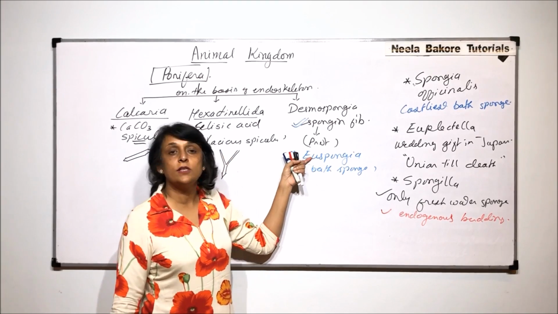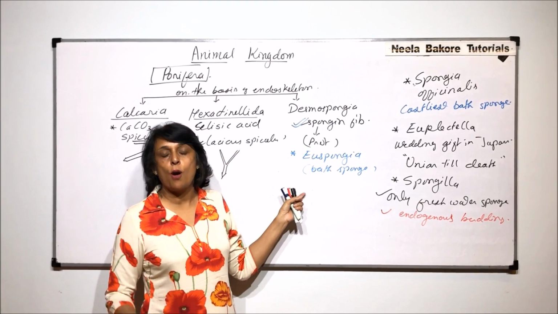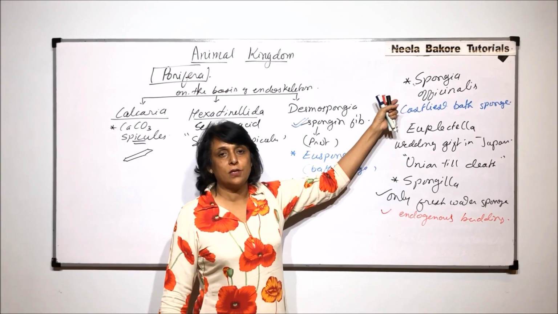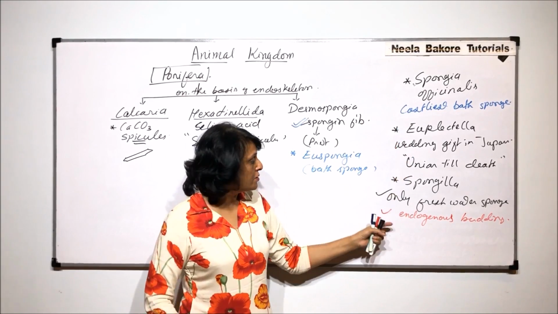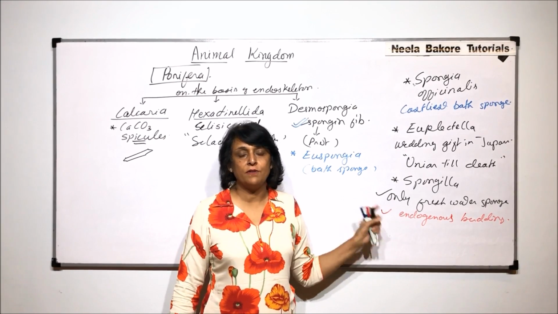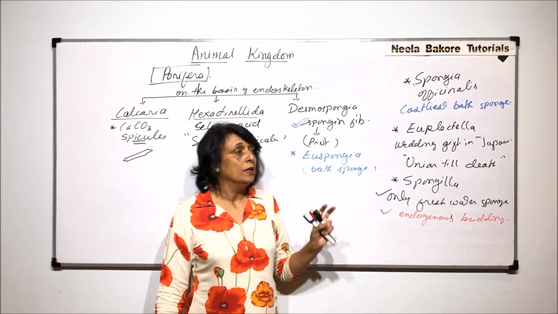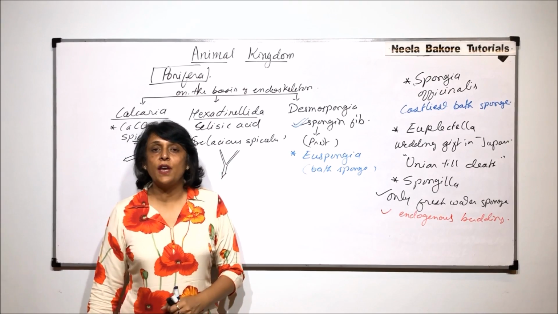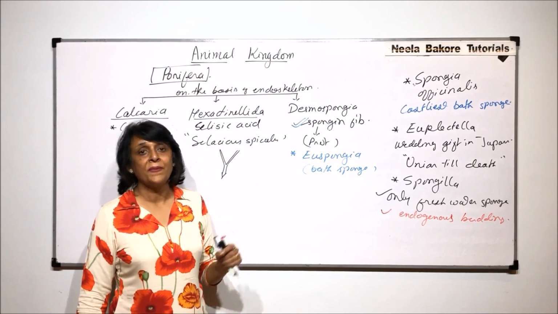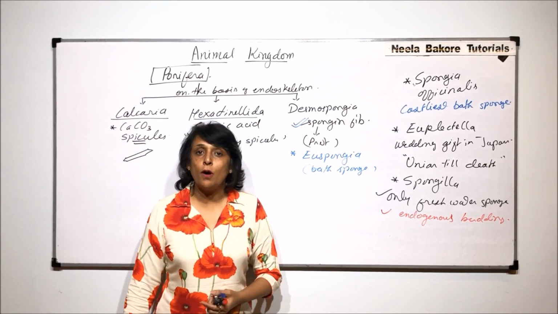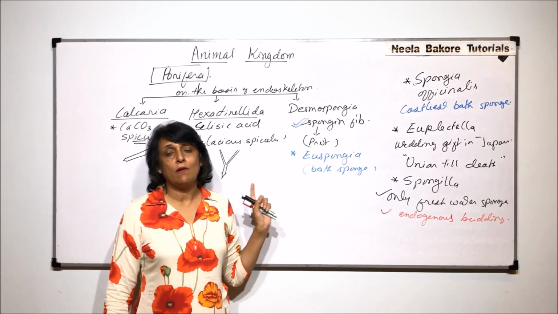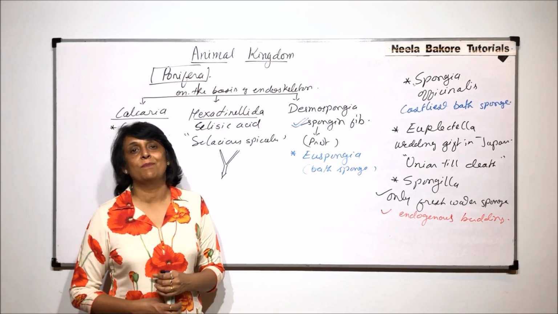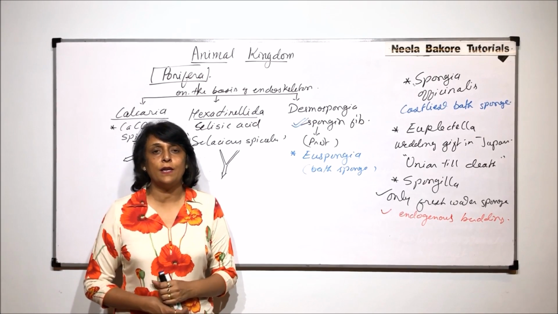So Euspongia we have already written here, which is the common bath sponge, the costliest one. Then Euplectella, which is a wedding gift in Japan, and the Spongilla, which we have discussed in detail already. So this is a brief classification of phylum Porifera, and these are some important sponges on which questions are normally asked. So our first phylum Porifera is complete. We will start with the next phylum in the next video.